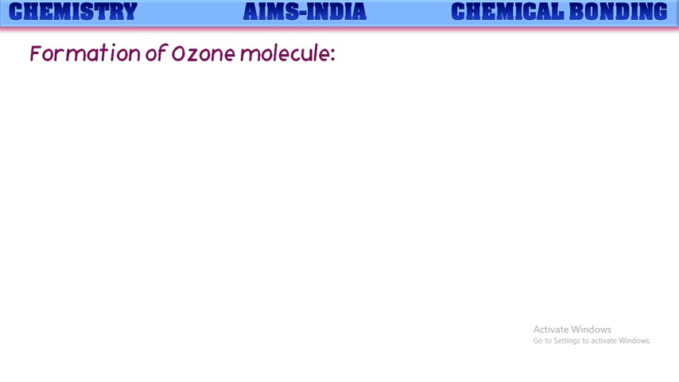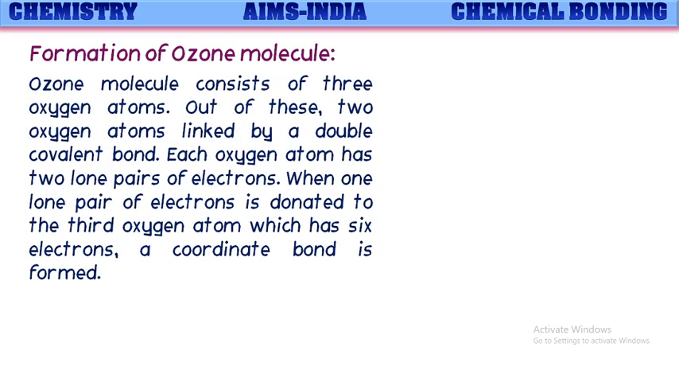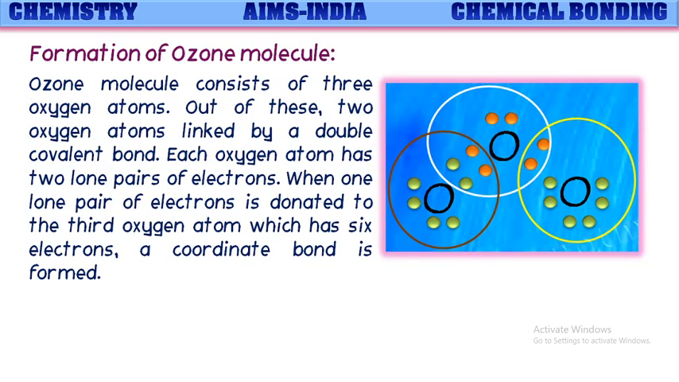Now let us see one more example, the formation of the ozone molecule. The ozone molecule consists of three oxygen atoms, as we know. Out of these, two oxygen atoms are linked by a double covalent bond. That means by sharing two pairs of electrons, two oxygen atoms are bonded by a double bond. Each of these oxygen atoms still has two lone pairs of electrons in its valence shell.